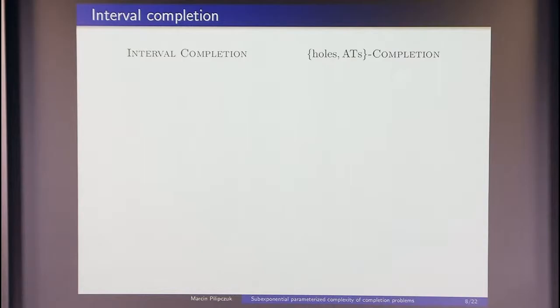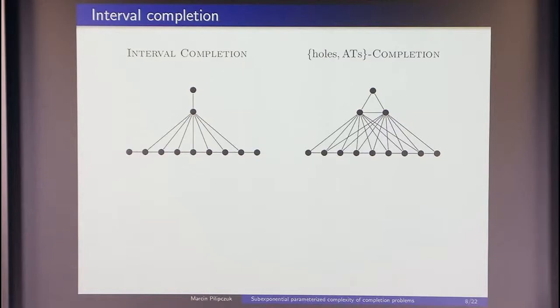Interval graphs have quite a nasty characterization by forbidden induced subgraphs. Interval graphs are in particular chordal graphs, so all the holes are forbidden induced subgraphs, but also there are something called ATs. Without going into definitions, the minimal ATs look like this. This is a graph, and the path at the bottom is arbitrarily long.